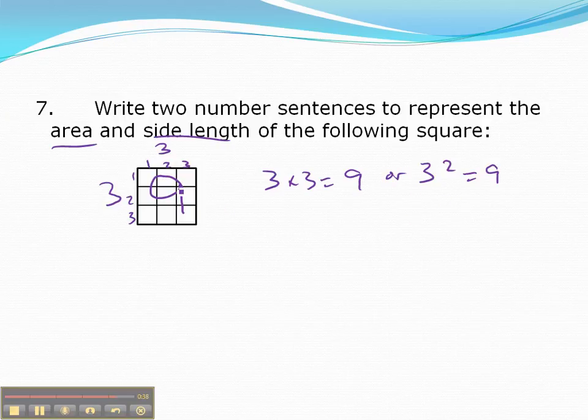The other number sentence would be just like the last problem we did, taking the area and the square root of the area equals the side length of the square, which is 3. So here's one number sentence, here's the other number sentence. Okay, I'll pick up the review with problem 8 on the next video.